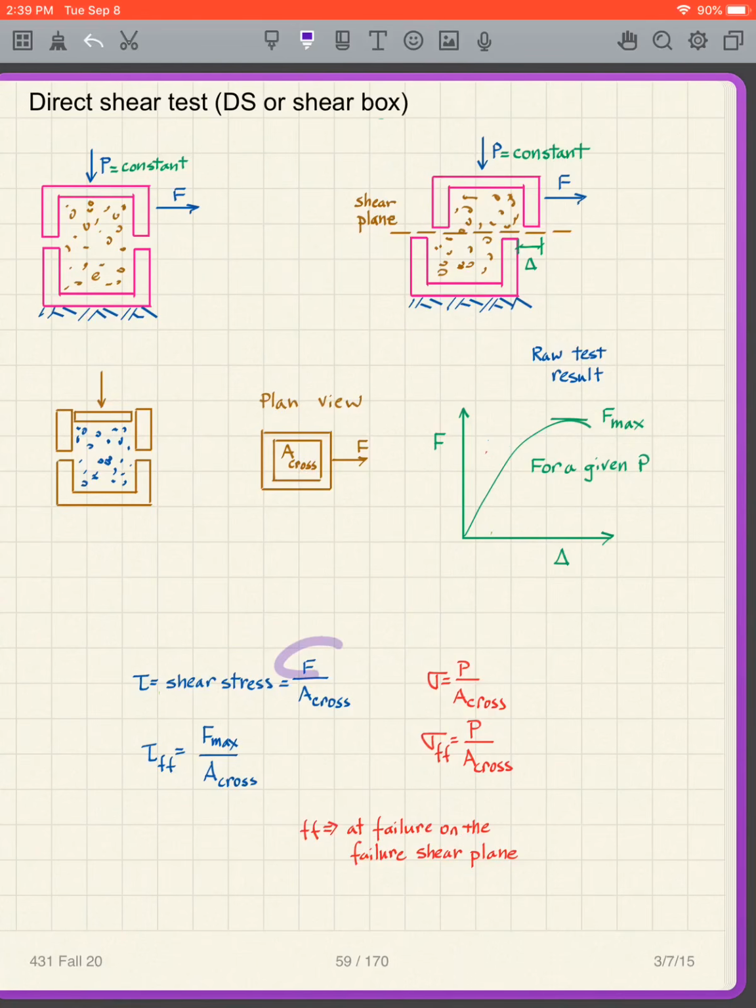And so again, force over area gives us stress. We're going to use tau for shear stress, as we always do. Sigma is normal stress, as we always do. What is the sigma? Well, we have the P, there's my load, P, over the cross-sectional area. And then we keep P constant in this test. So sigma FF is going to be P over the cross-sectional area.